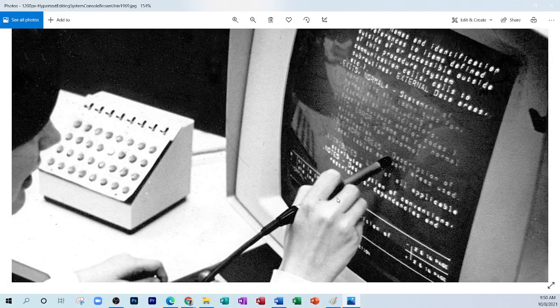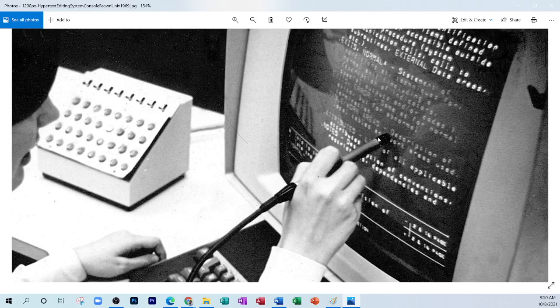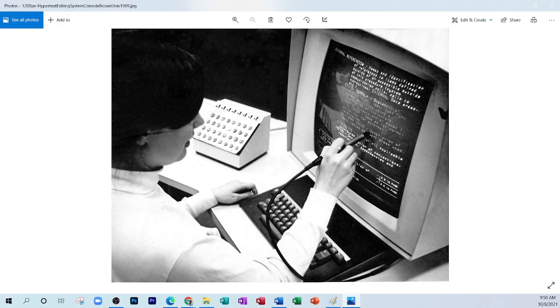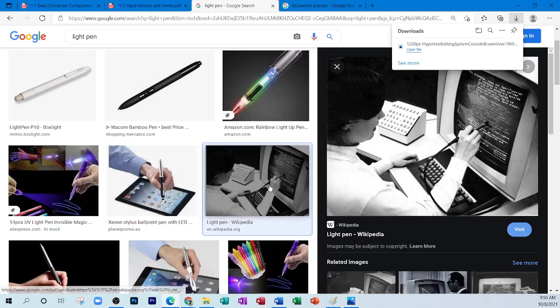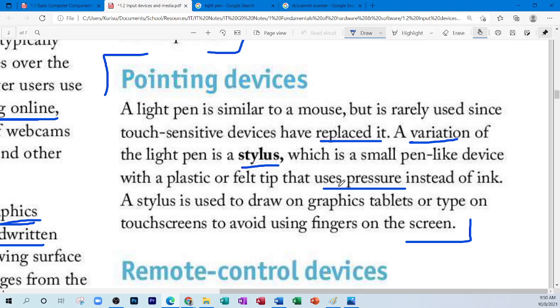So they used the light pen basically to highlight or to select whatever they wanted or to point to wherever they wanted to work from. So if she wanted to highlight something, she could have used the pen. If she wanted to put the cursor somewhere, she would use the pen also. So the pen was basically her mouse. Now, because of touch sensitive devices, where we can touch a screen, the mouse would have replaced that light pen, so we don't see it anymore.